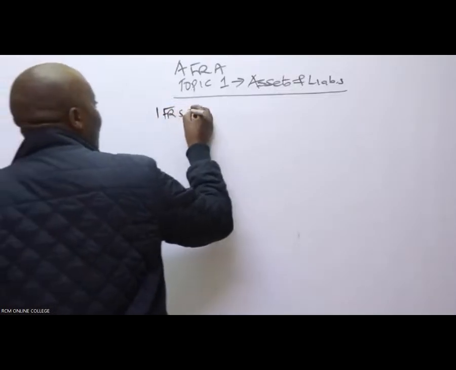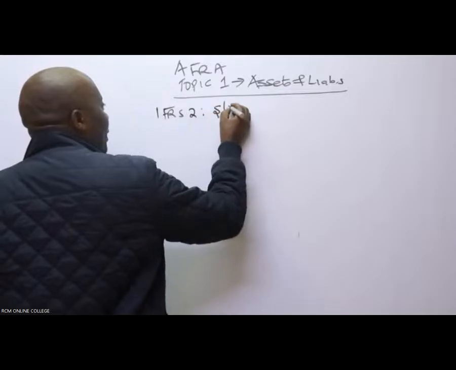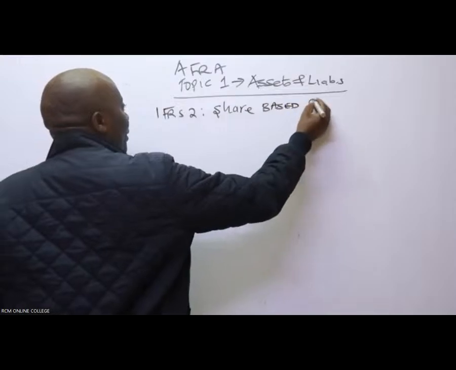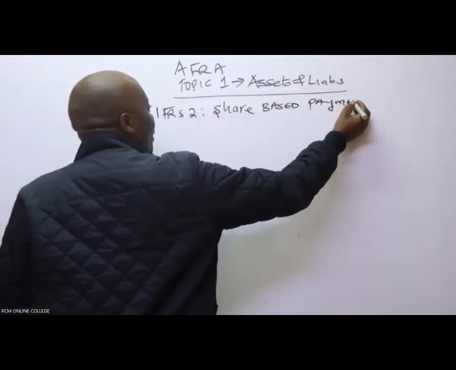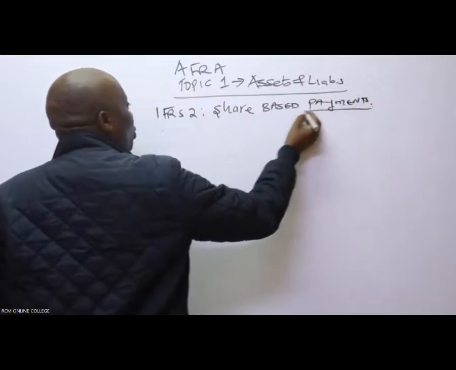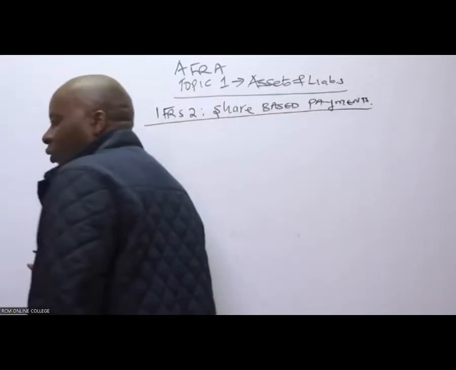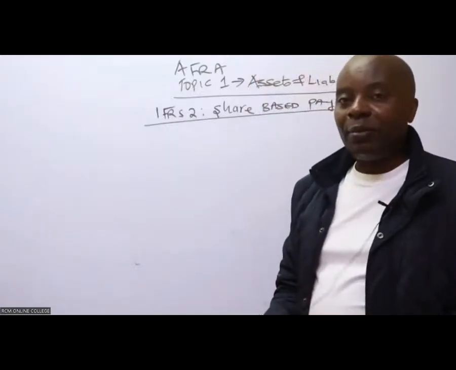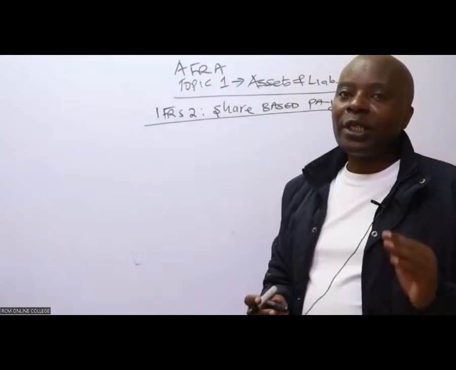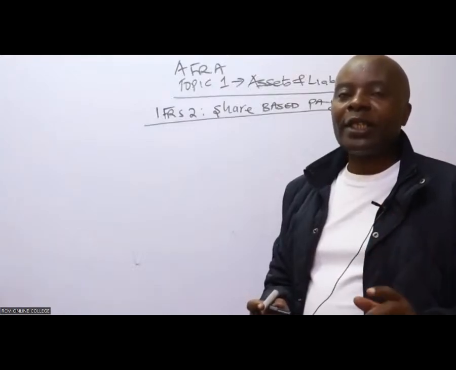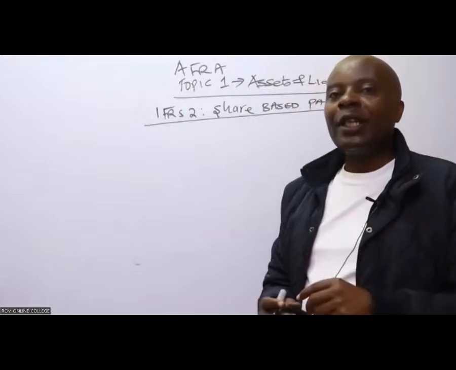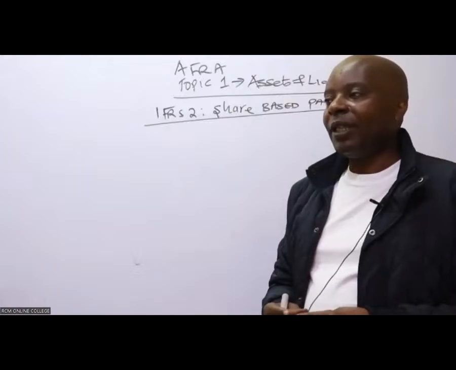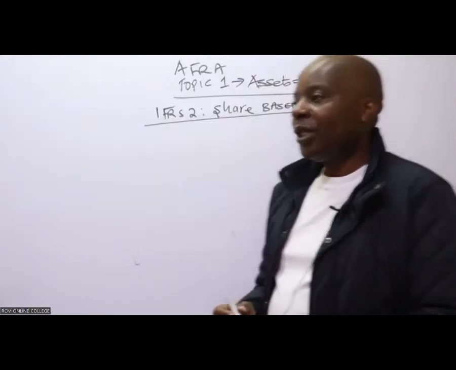IFRS 2. This is what we call share-based payments. A liability accruing out of those shares or share options that we make promises to our employees. You tell our employees that if you work for us, for example, for 4 or 5 years, then we shall give you the company's shares. It's a liability we are creating. We must pay them. So IFRS 2, share-based payments.